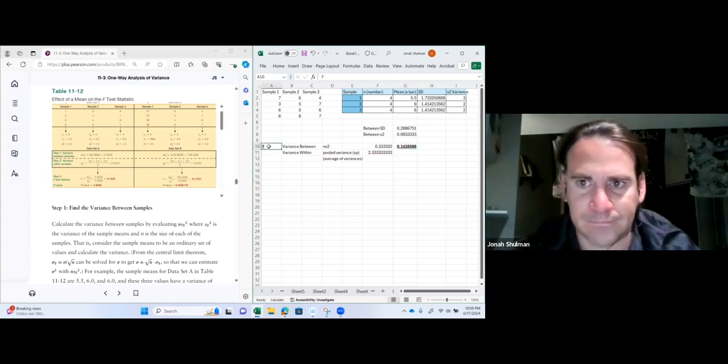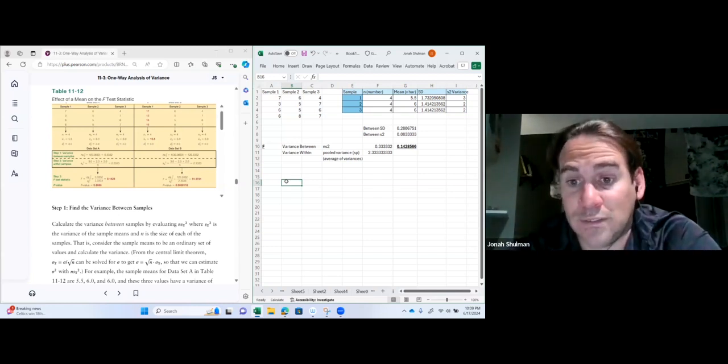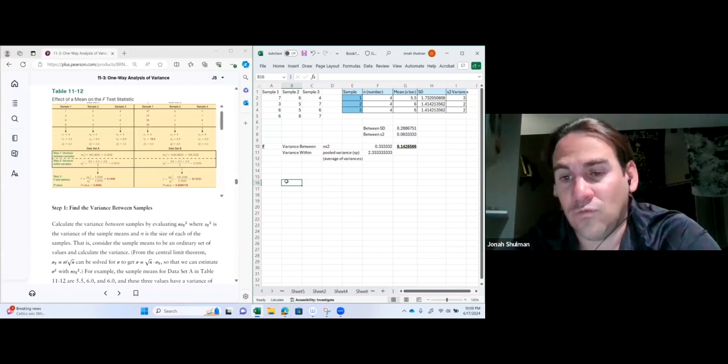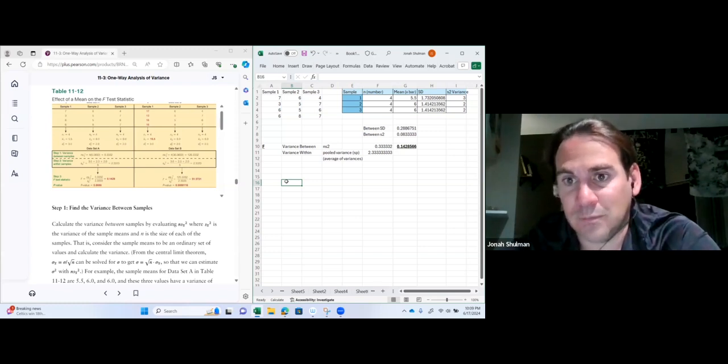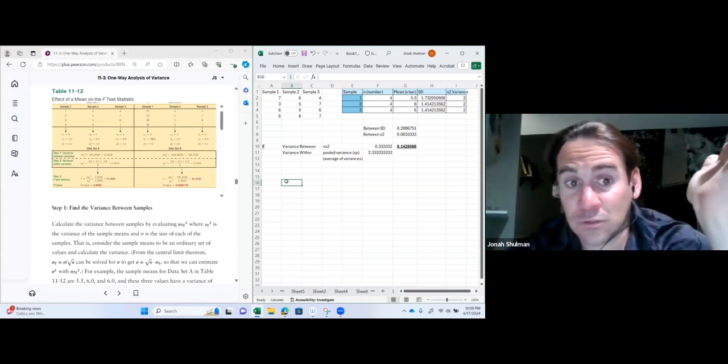Matches right here. But that is exactly how you do a... This is how you do a one-way ANOVA, analysis of variance, by hand. Now, I know that's not the craziest thing in the world. That's how we do it.